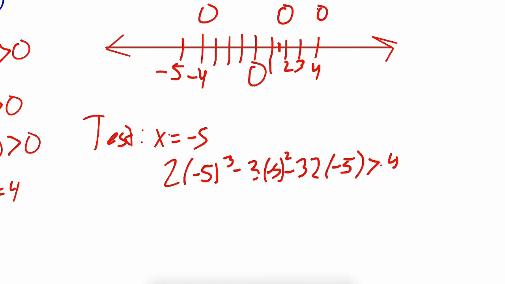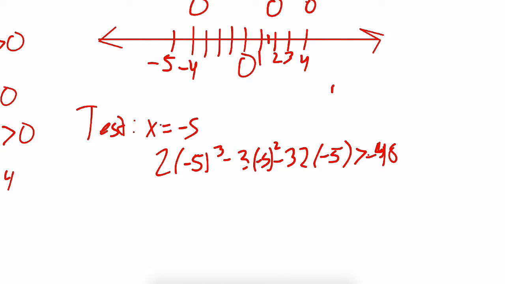I'm too far zoomed out. Let me just do this. Okay, going through this, I'm going to do a little bit of this by hand, but for other parts, we can use a calculator. 2 times negative 5 to the third.